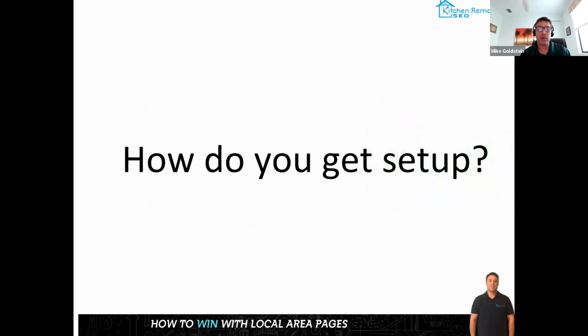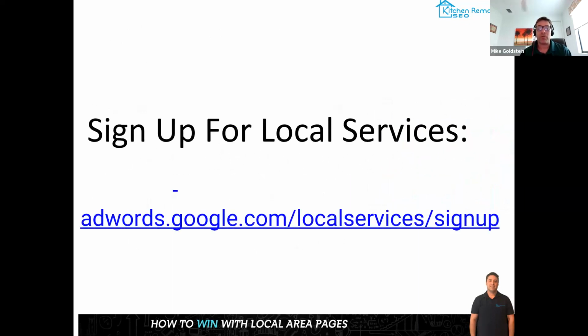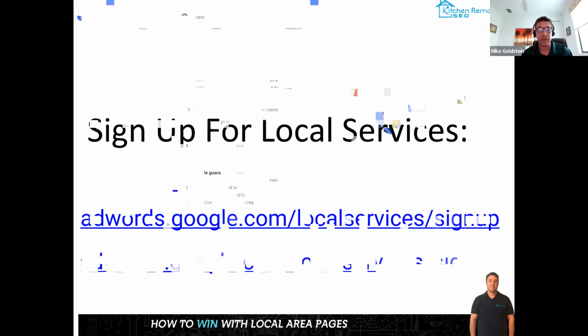I mean, that's always a big question. Sounds great, right? But what do you do? How do I get moving? So in order to start the application process, you want to go to adwords.google.com/localservices/signup. You want to have your Google account. Ideally, you should have a Google business profile as well, because they're going to pull your reviews from there initially.